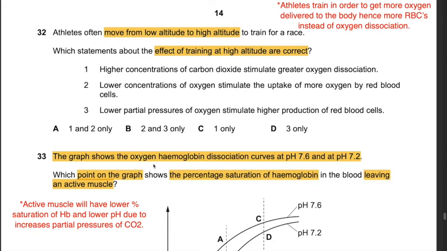Statement 2 is obviously incorrect, as lower oxygen concentration leads to production of more red blood cells only to compensate for the reduced partial pressure of oxygen. It doesn't stimulate the uptake of more oxygen by red blood cells, but rather it increases the red blood cell count. Therefore, statement 2 is incorrect. Statement 1. High concentrations of carbon dioxide stimulate greater oxygen dissociation. The athletes train at high altitude in order to get more oxygen delivered to the body, hence more red blood cells instead of oxygen dissociation. Therefore, the answer should be 3 only, that is D.